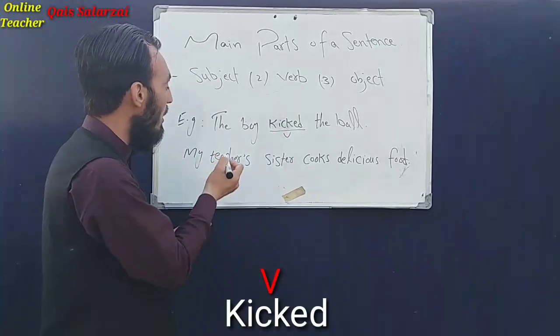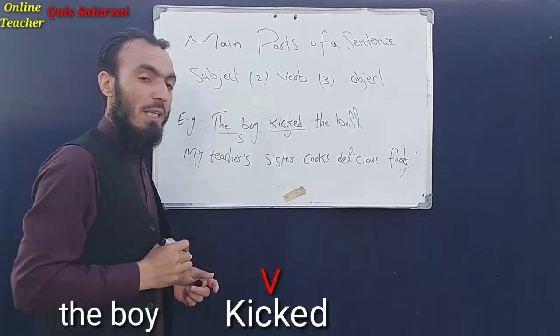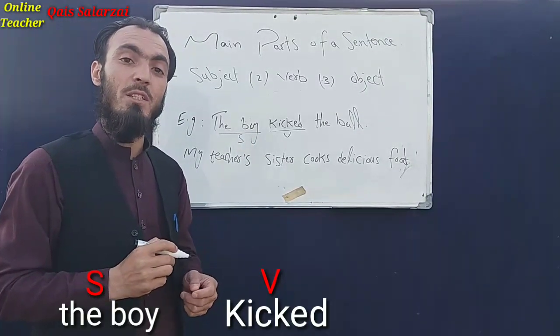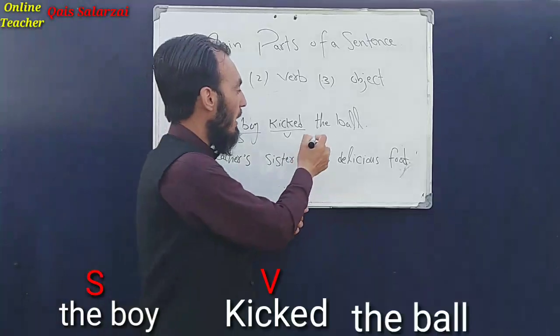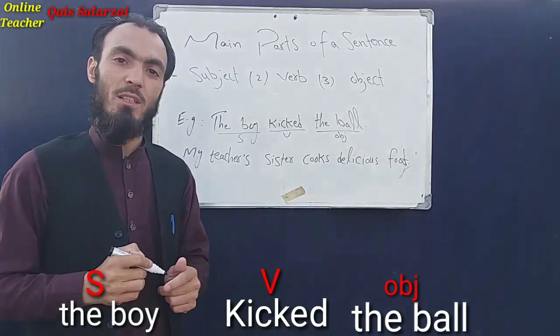Now what is the subject? Who kicked the ball? The boy kicked the ball. This is the subject of a sentence. And what did the boy kick? The boy kicked the ball. This is the object of this sentence.